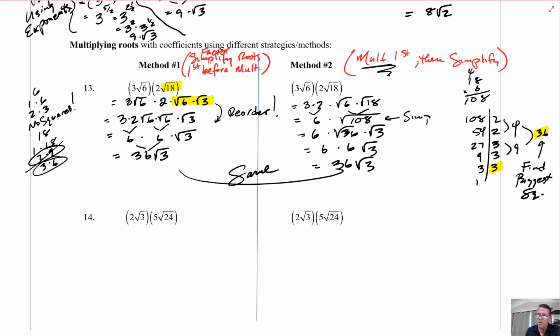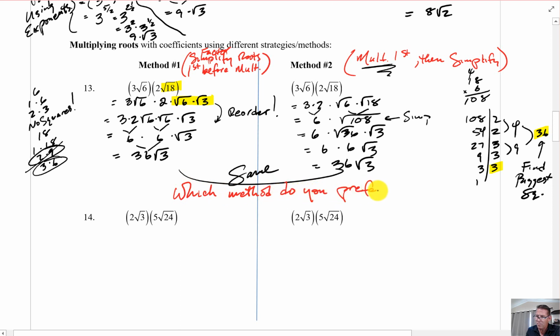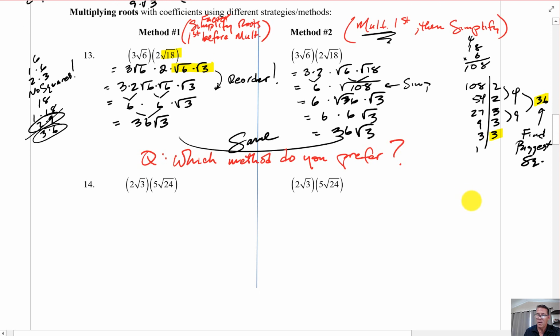So which method do you prefer? Do you prefer method 1, getting creative, or do you just want to be robotic and just multiply everything together, without much thought about it, and then do it that way? You could do whatever you like. You get the same answer, but which one's more efficient? In fact, let me write that out. So which method is more efficient?